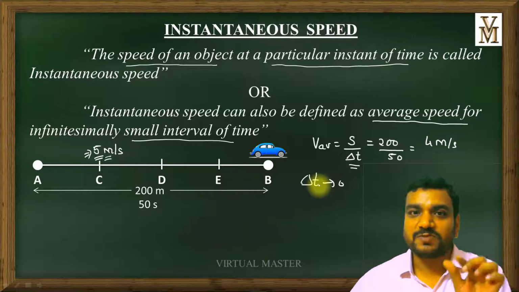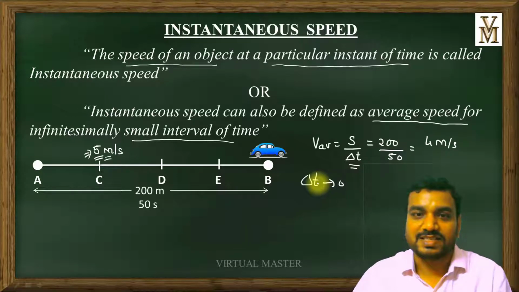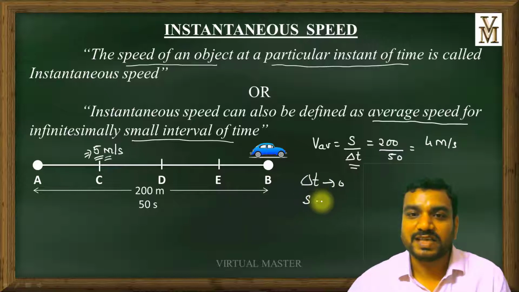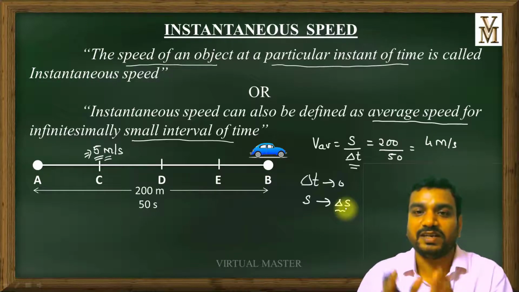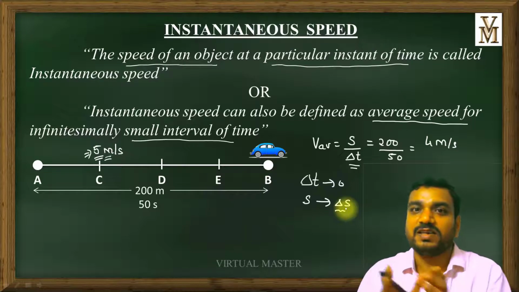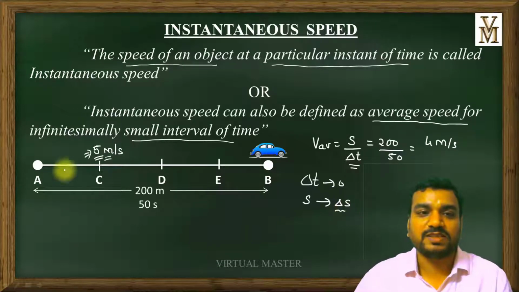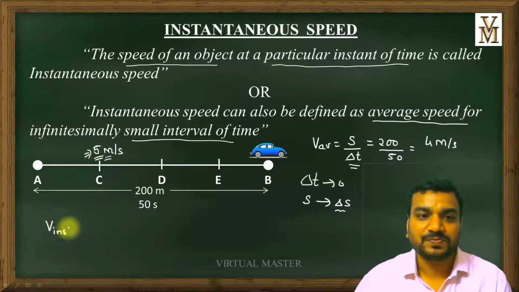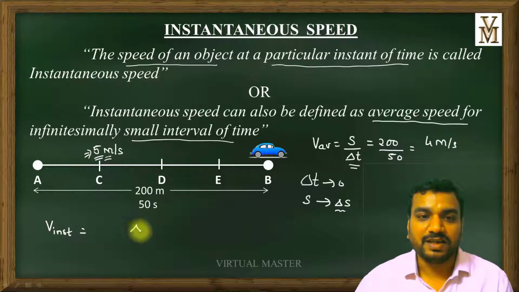If delta t is very less, then the distance traveled by the car will also be less, isn't it? So I can write S as delta S, where delta represents small quantity. Okay, the symbol delta represents small quantity. Delta S means small distance traveled by the car. Now we can write the formula for instantaneous velocity, or instantaneous speed, as delta S divided by delta T.